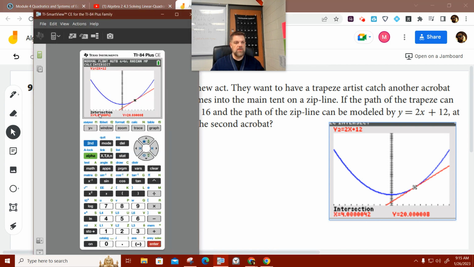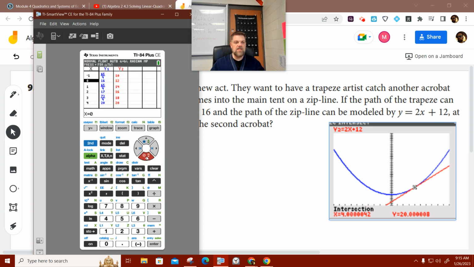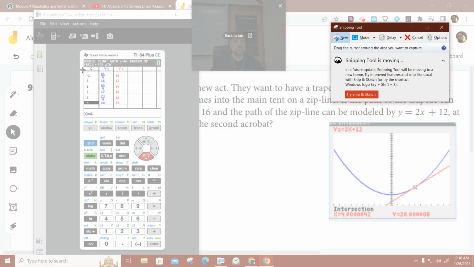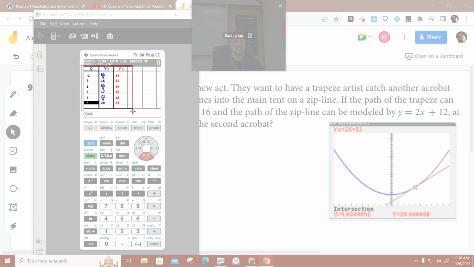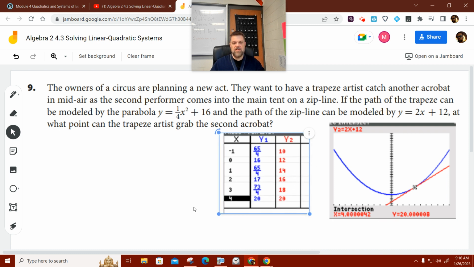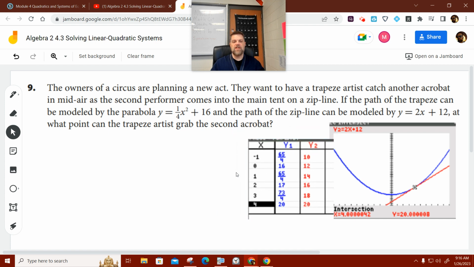So the other thing we could do is go to the table, right? If I hit second graph and go to the table, I think it's 4. What do you notice at 4? The y1 and the y2 are the same. So it's probably 4. Now, if you're getting 5, I'd double check that. Make sure you entered the equations properly. What do you get at 5? That's okay. So that's the thing we're looking for. So we think 4 is the answer. So now what do you think we're going to do?